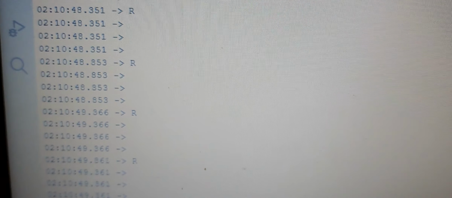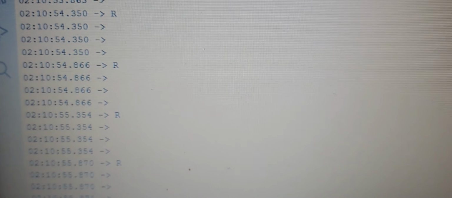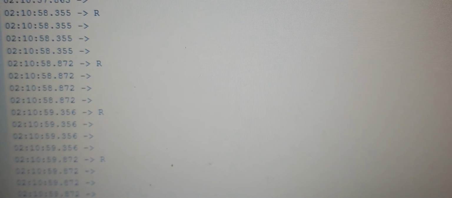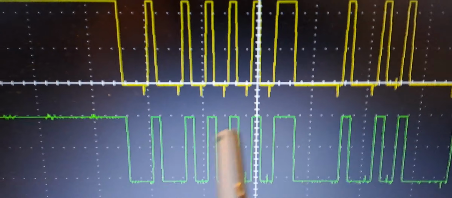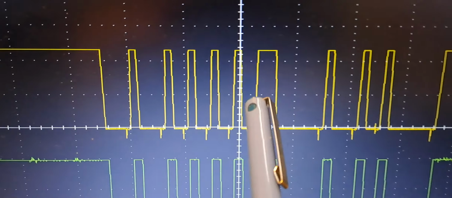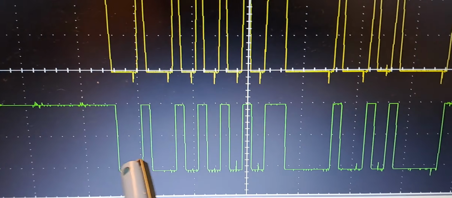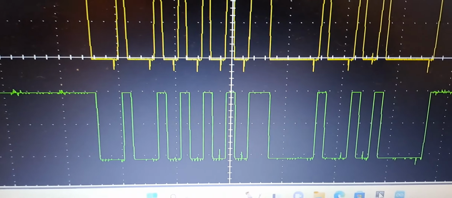So you can see here I am receiving alphabet R constantly. I don't have any error in the signal. You can see constantly I am receiving alphabet R. Let us look into the waveform. So here you can see the waveform. This is the output waveform received by the Arduino Uno, and this is the waveform after the demodulator. You can see the waveform is very nice and the data is also receiving properly.